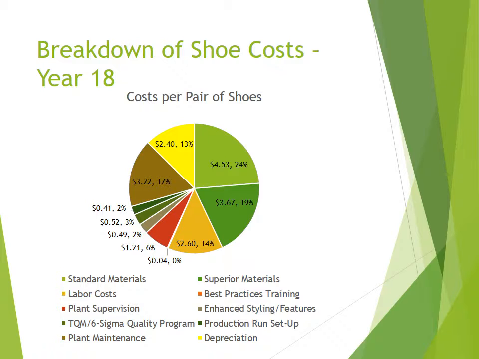We chose to return to spending a larger amount of money on superior materials in an attempt to create a more desirable product. Our company continued spending less on best practices, enhanced styling and features, and TQM in order to keep the production costs of our shoes as low as possible. This mixture proved to be the most effective implementation of our strategy, with year 18 being our strongest year of operations.